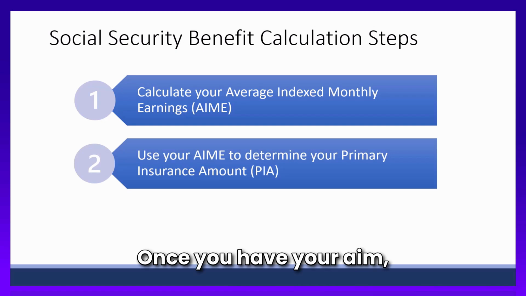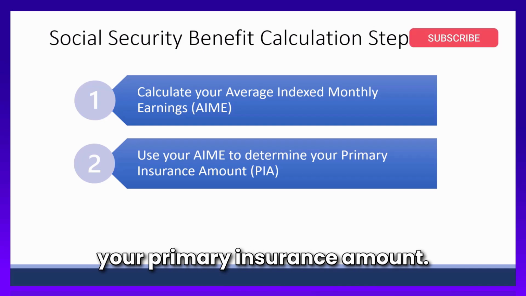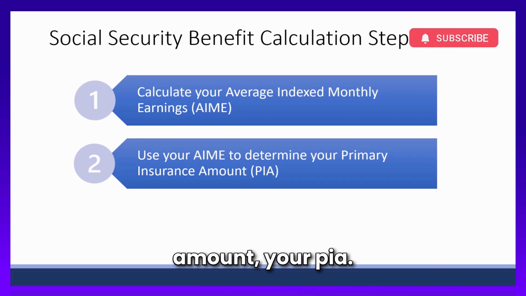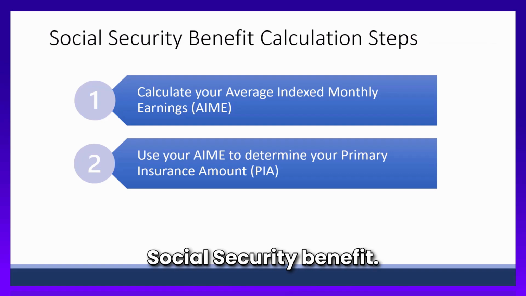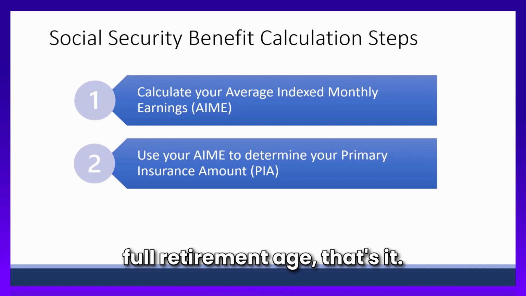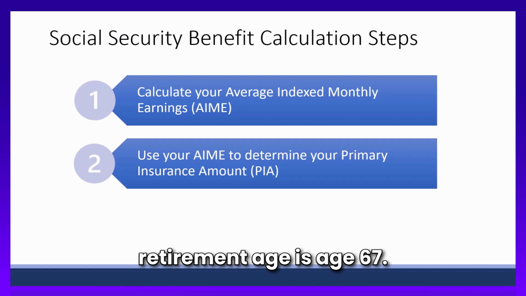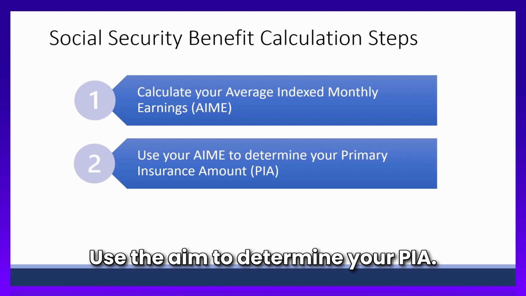Once you have your AIM, then you use that AIM to determine your primary insurance amount. Your primary insurance amount, your PIA, is your Social Security benefit if you were to claim at your full retirement age. That's it. For most folks, that full retirement age is between 66 and 67. For all those born in 1960 or later, your full retirement age is 67. So that's it: calculate your AIM, use the AIM to determine your PIA.